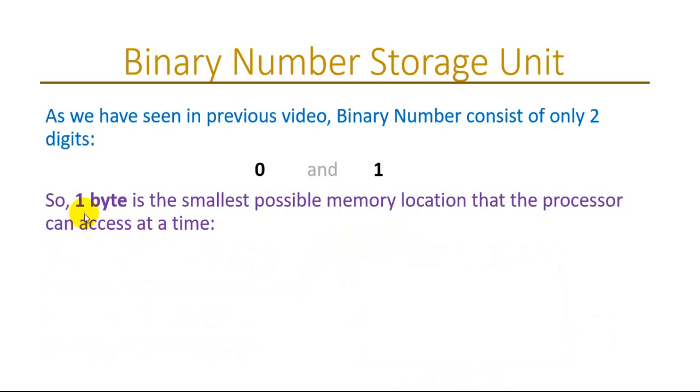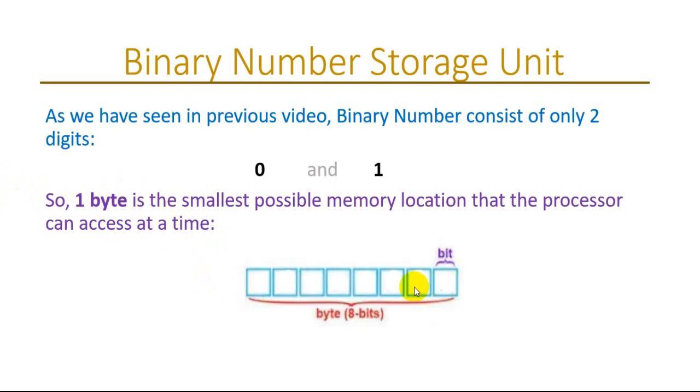So 1 byte is the smallest possible memory location that the processor can access at a time. But the actual smallest memory location is 1 bit. But the processor can't access 1 bit, so it has to have a combination of 8 bits to access, which is 1 byte. So this is the smallest the processor can access.